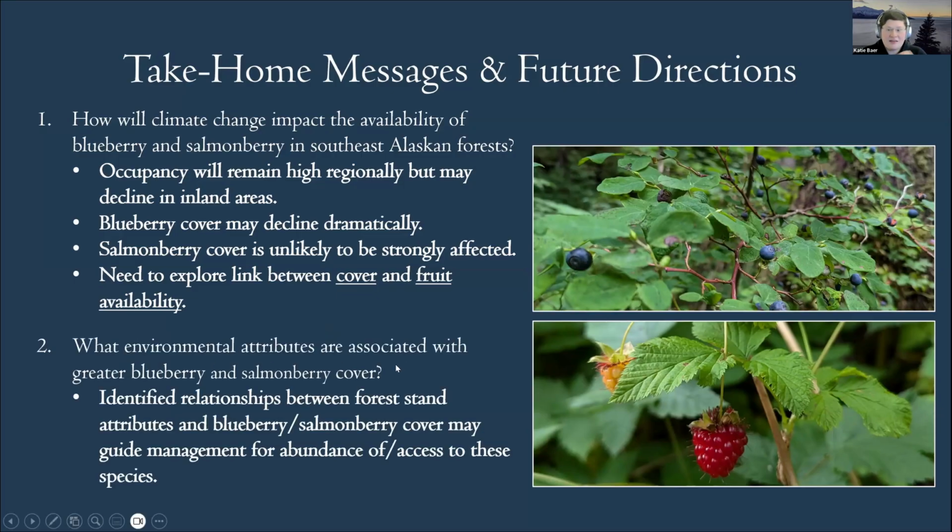And then I think identifying these environmental attributes that are associated with higher cover could potentially give managers a little bit of an idea of where they could start if their goal is to ensure continued access to these subsistence species that are really, really important from a variety of perspectives.